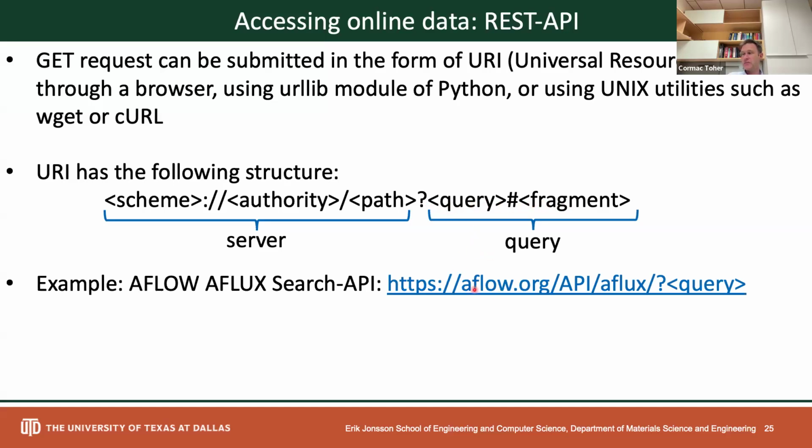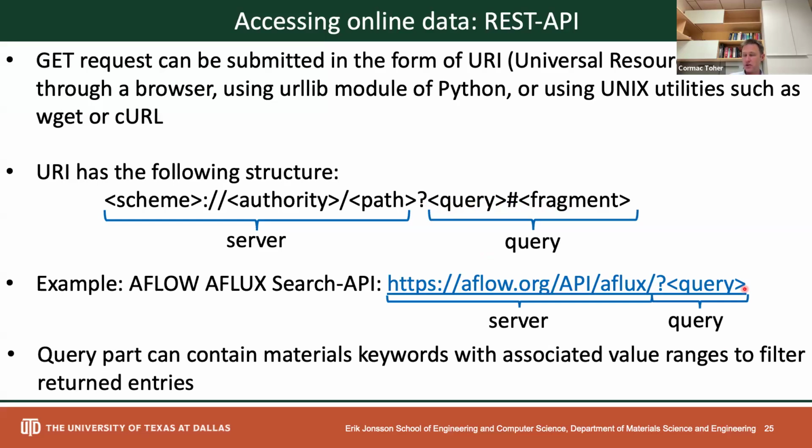So at AFlux, the example will be this. Here will be the scheme: HTTPS. This will be the authority, aflow.org. This will be the path, so the API/AFlux. This is telling you that you're looking at the AFlux API. Then you have a question mark, and then you have the query. So you have the server, and you have the query.